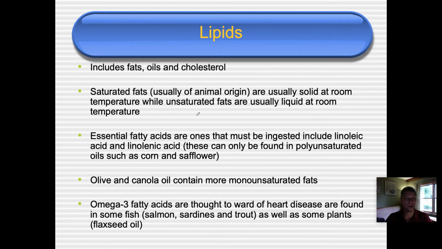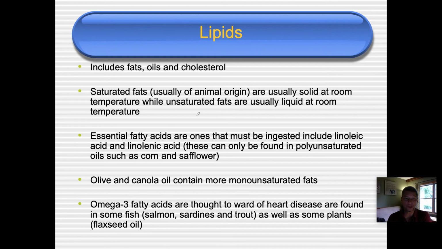Again, they come in several different forms. Saturated fats, usually of animal origin, are typically solid at room temperature. Think bacon and the fat you find on meat products. While unsaturated fats are usually liquid at room temperature. And the unsaturated fats tend to be healthier for you. They tend to help you not gain as much weight.